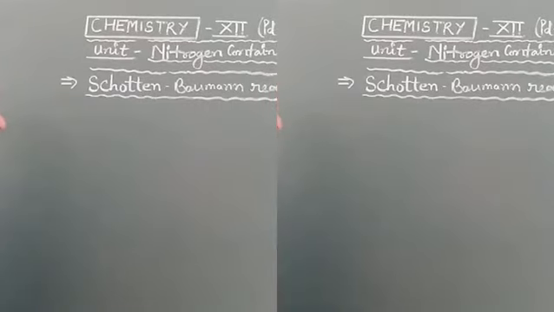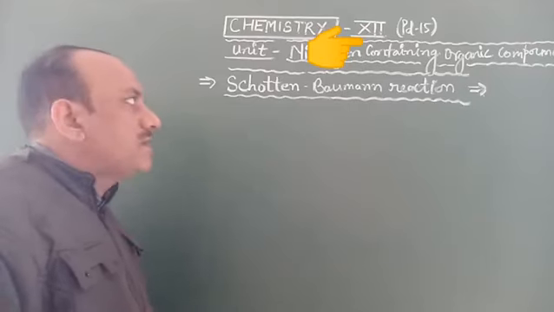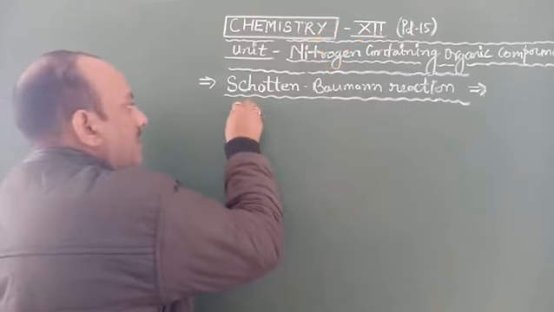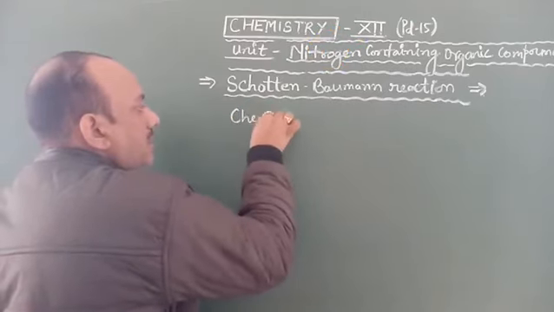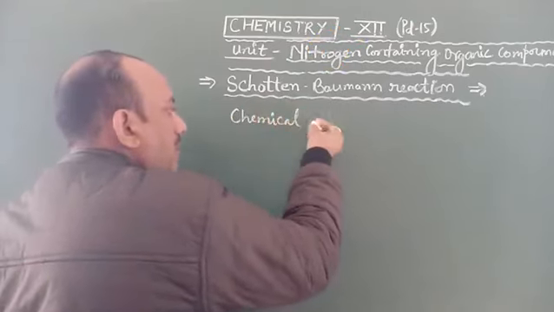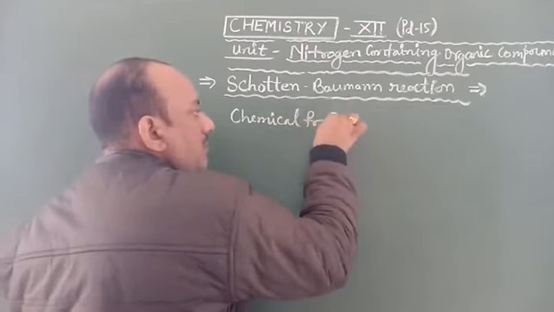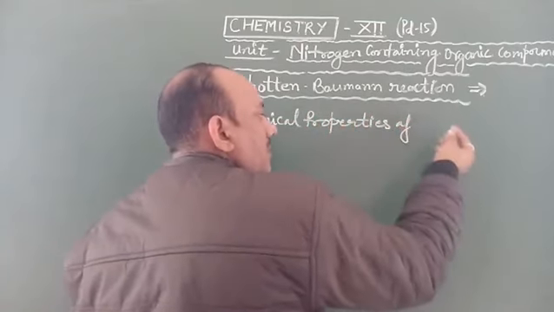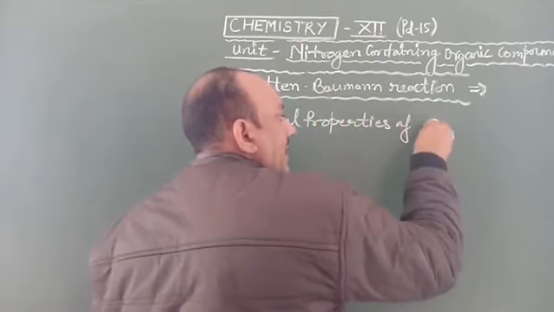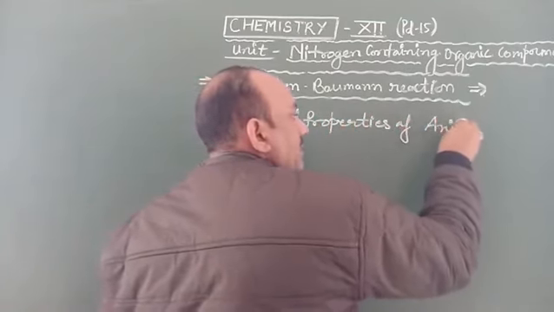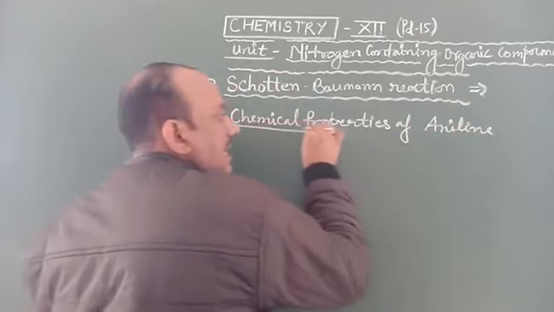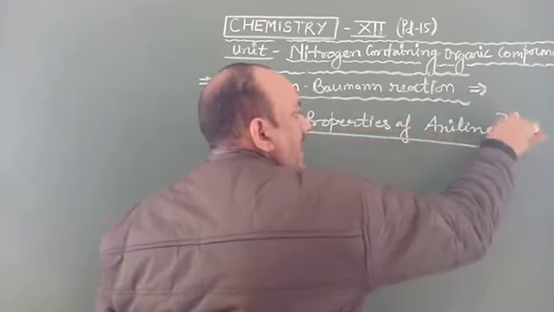Students, today we are going to discuss the chemical properties of aromatic amine. Chemical properties of aniline. It is in the category of aromatic amine.